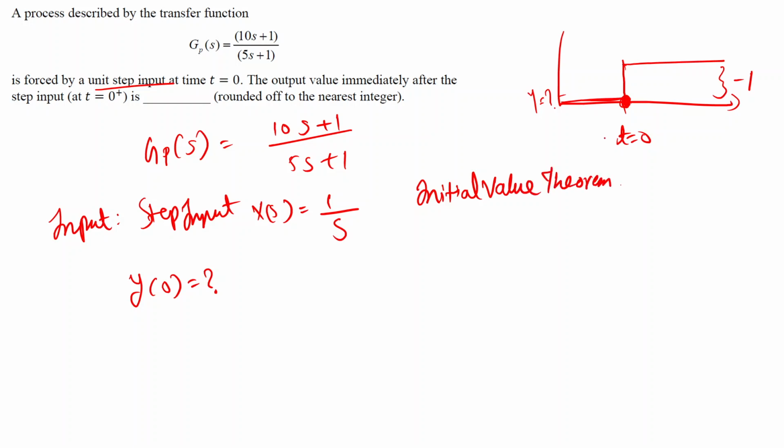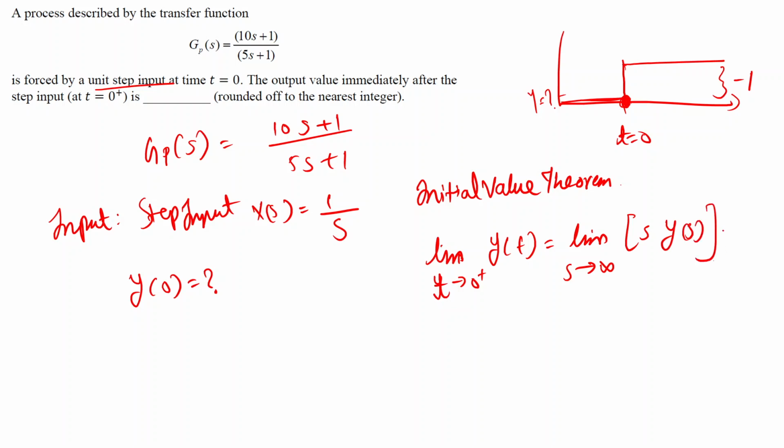So by initial value theorem, we can write that the value of the output at time t tends to 0 plus can also be written as limit s tends to infinity s y of s. So we need to find this y of s and replace it over here, then put the value of s as infinity to find the value of y of t, that is the output value.